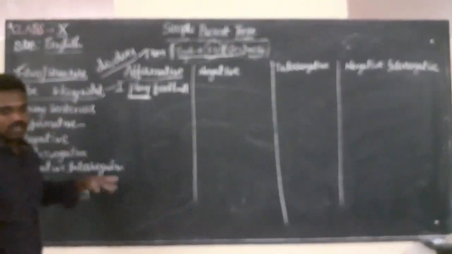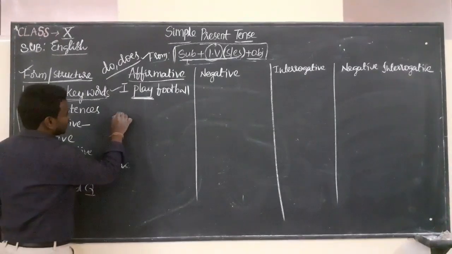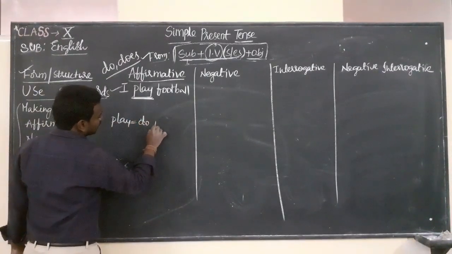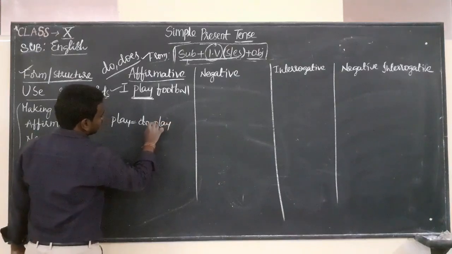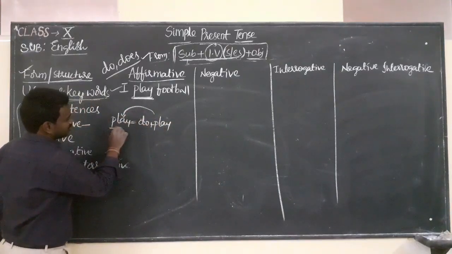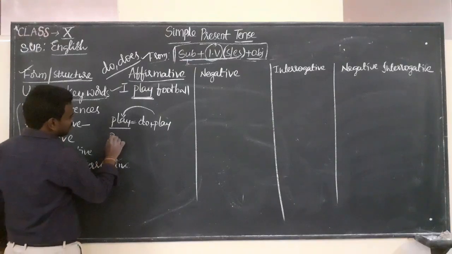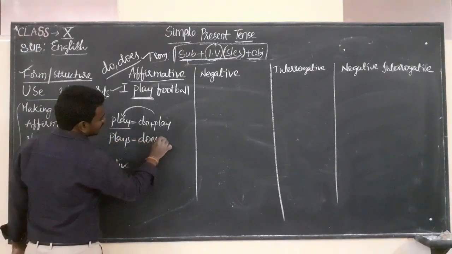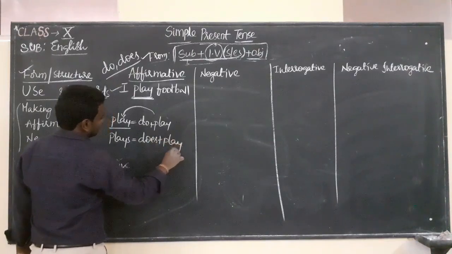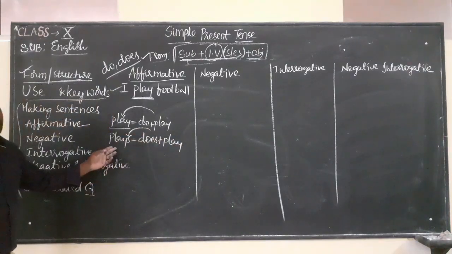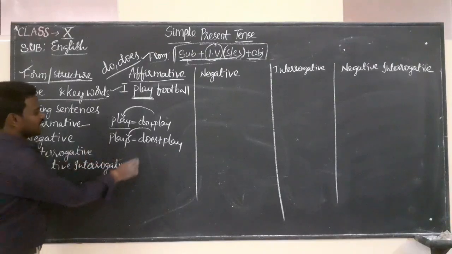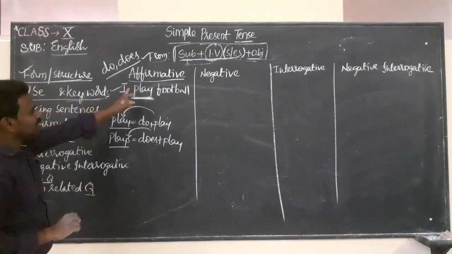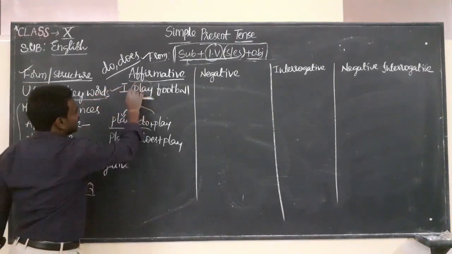In the beginning I told you, for example, play can be written as do plus play. Do plus play is play. So now, for example, if I write plays, does plus play, it becomes plays. So, I play football. Play is a main verb.